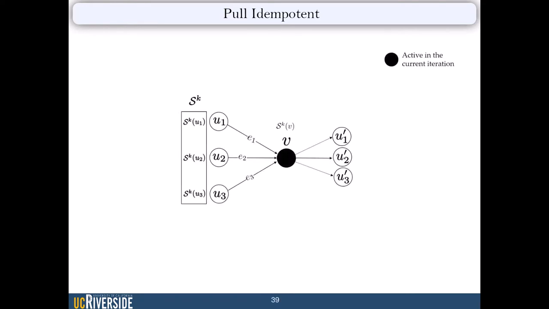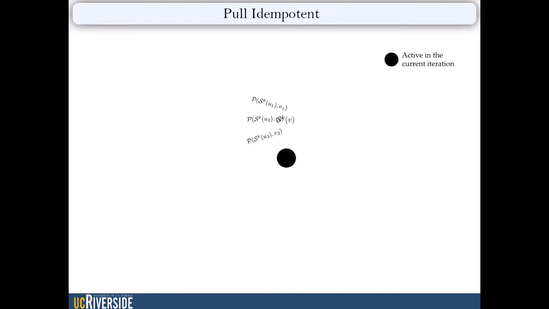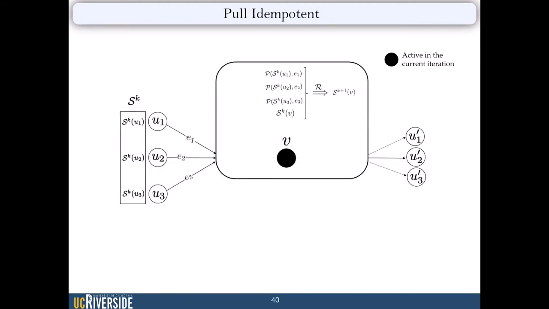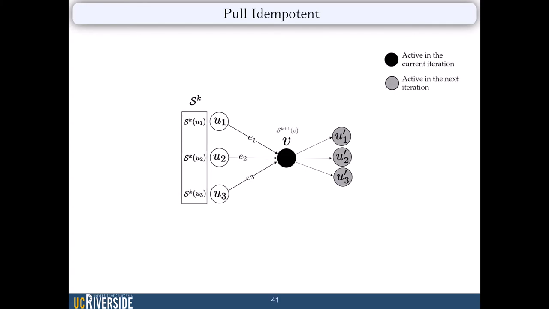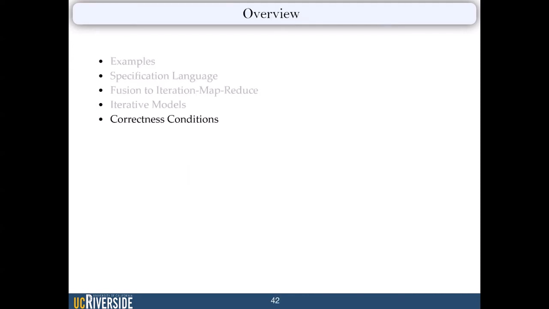Now let's consider vertex V in the kth iteration. The active vertex V starts pulling the propagated values from all the incoming neighbors. The value of the vertex V in the next iteration is then calculated by applying the reduction function R over the pulled values and the current value of V. Finally, if the value of V changes, the outgoing neighbors are set to be active for the next iteration. The iterations continue until the values of all the vertices stay unchanged.